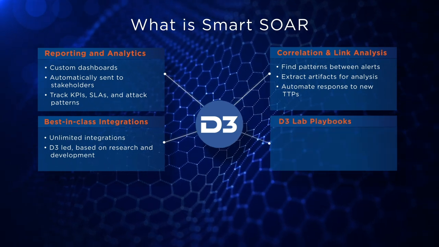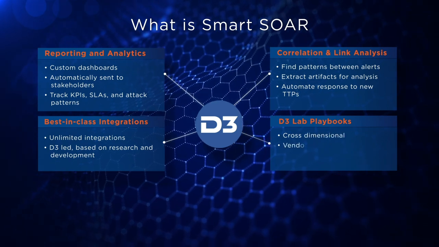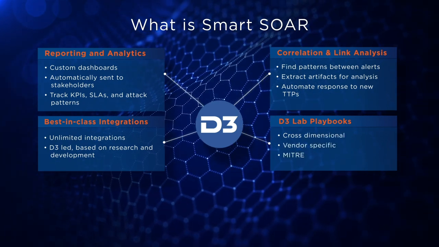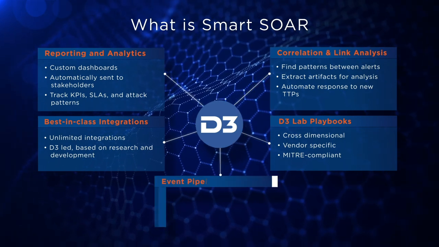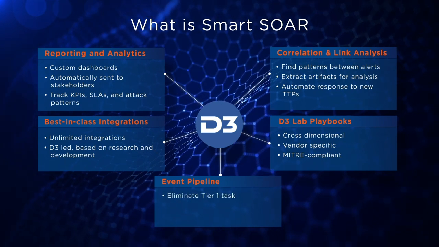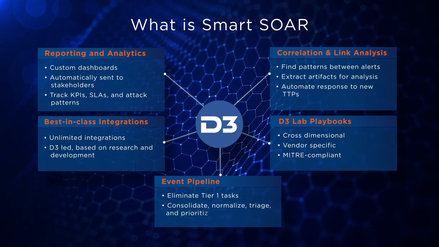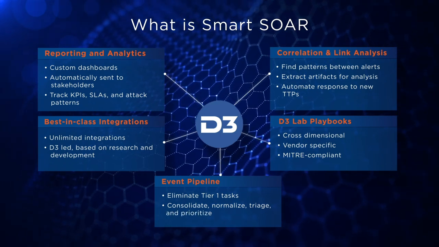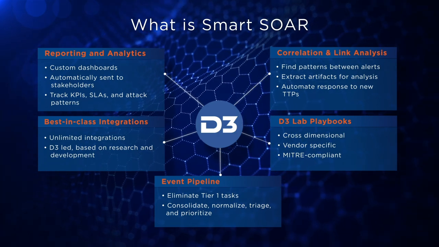The fourth are D3 lab playbooks. These are cross-dimensional, vendor-specific, and MITRE-compliant playbooks for advanced attack scenarios. The fifth is the event pipeline. This eliminates tier one tasks by consolidating, normalizing, triaging, and prioritizing all incoming alerts. Most SOAR vendors offer one or two of these capabilities, while Smart SOAR offers all five.